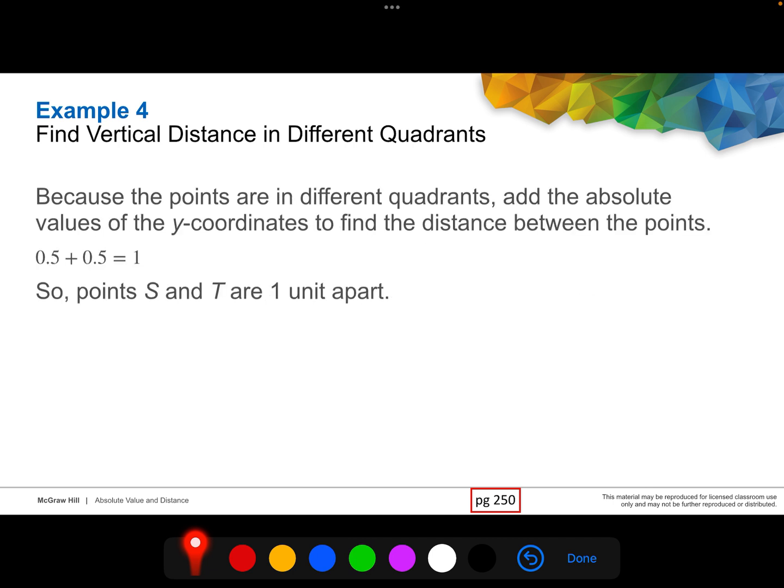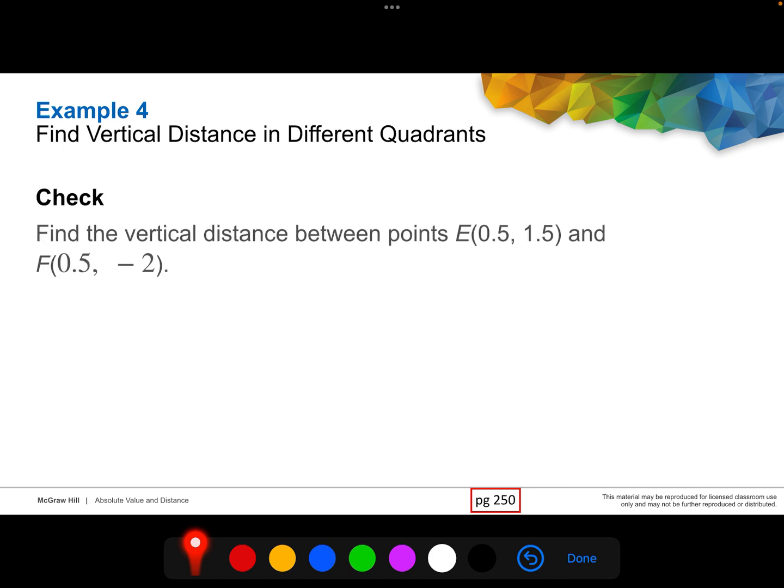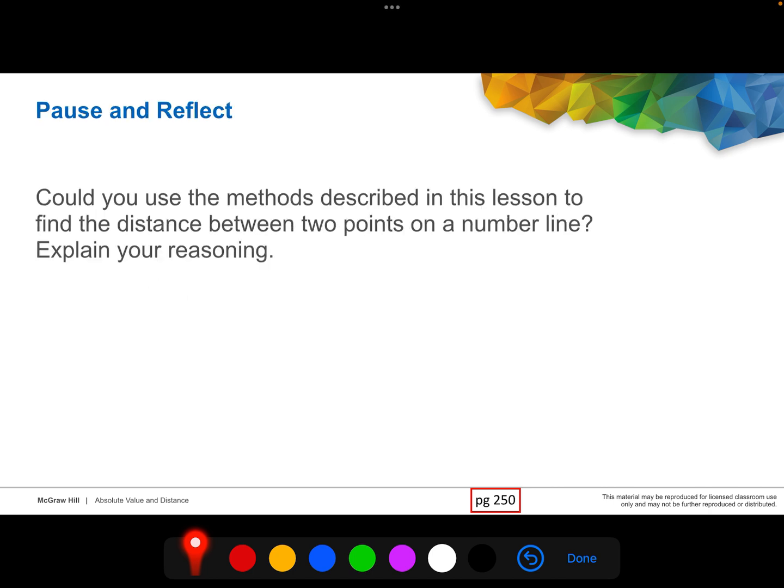Okay. Now, since they're in different quadrants, we're going to add the absolute values. So 0.5 plus 0.5 gives me 1. So the 2 points are 1 unit apart. Pause and do the check problem on your own.